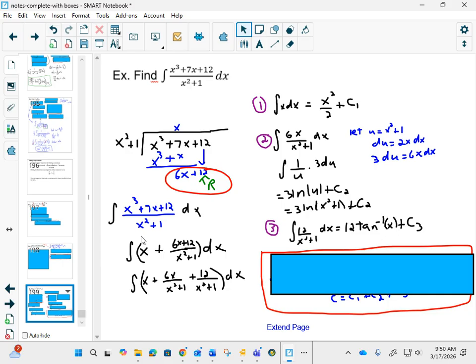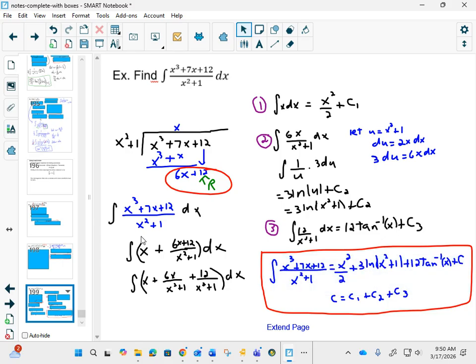So this integral, all those different c's, is going to be x squared over 2 plus 3 natural log of the absolute value of x squared plus 1 plus 12 tan inverse of x plus c. That's kind of crazy. A whole bunch of techniques built into one.